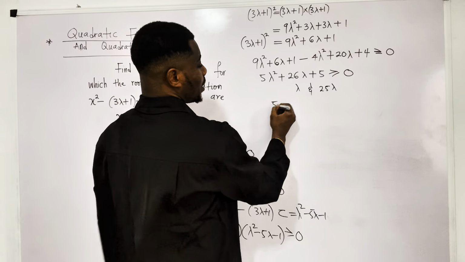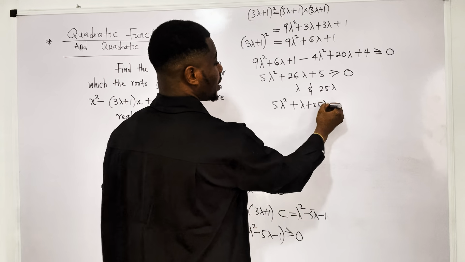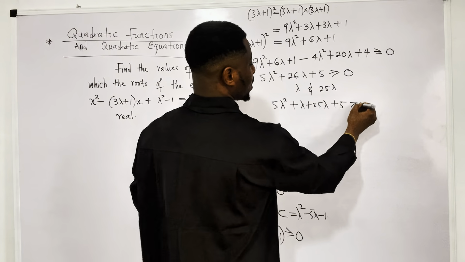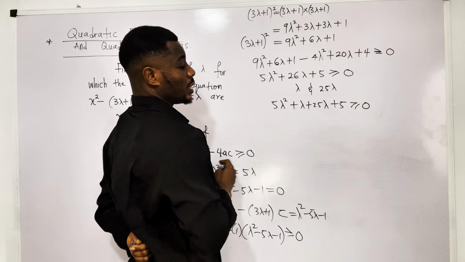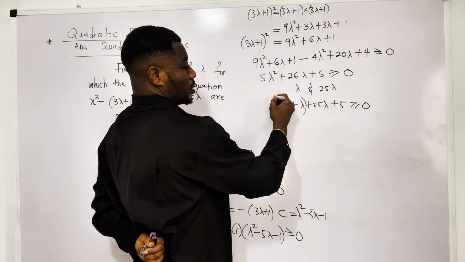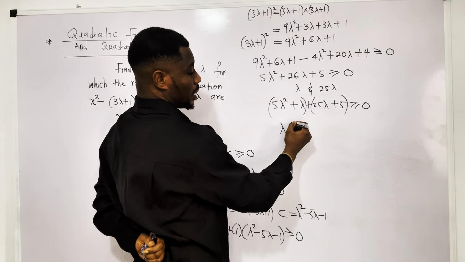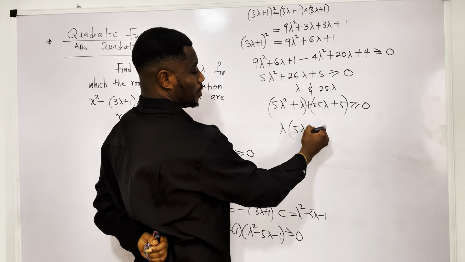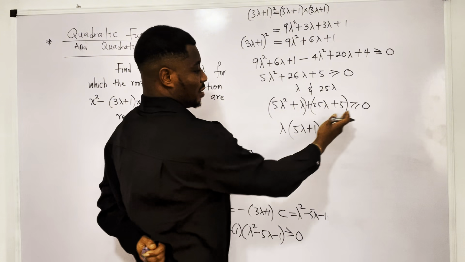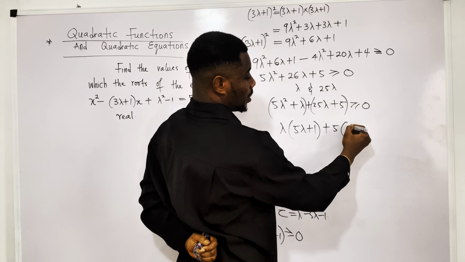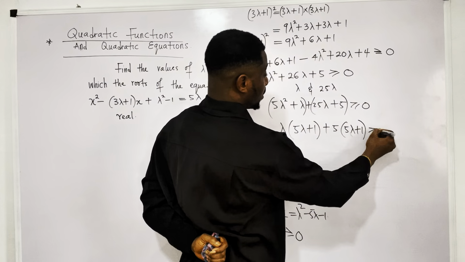So it becomes 5 lambda squared, plus lambda, plus 25 lambda, plus 5, greater than or equal to 0. At this point, we'll group. From the first group, lambda is common. If I bring out lambda, I'll be left with 5 lambda plus 1. Now 5 is common in the second group. If I bring out 5, I'll be left with 5 lambda plus 1, greater than or equal to 0.